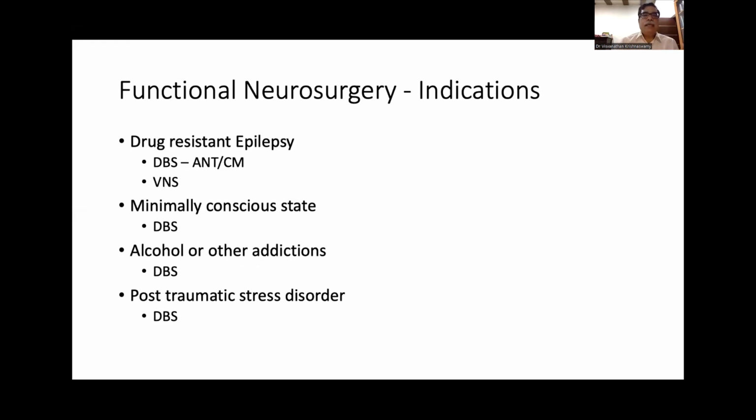For drug-resistant epilepsy, there is good evidence that the anterior nucleus of the thalamus works in properly selected patients, and the centromedian nucleus of the thalamus is another target. The vagal nerve stimulator is an additional modality for treating patients with epilepsy and also has some benefits with depression. The fringe indications for which DBS has been used are minimally conscious state, addiction problems, and PTSD.